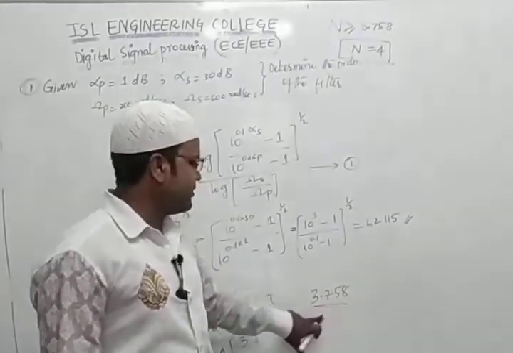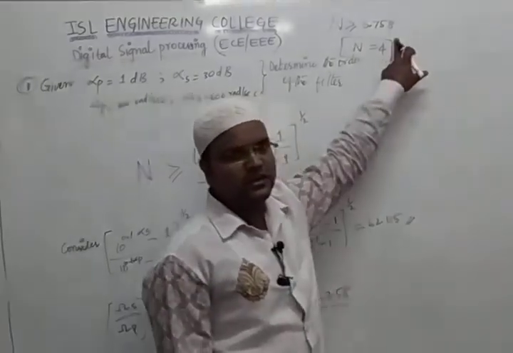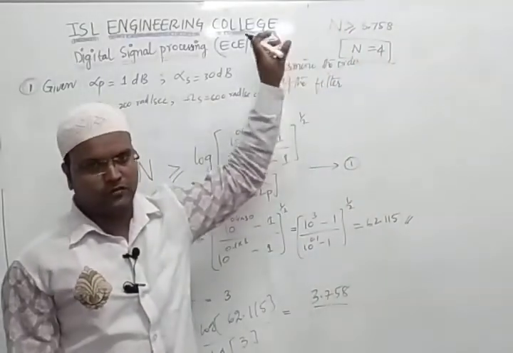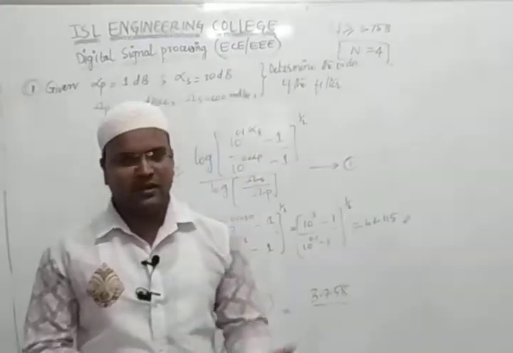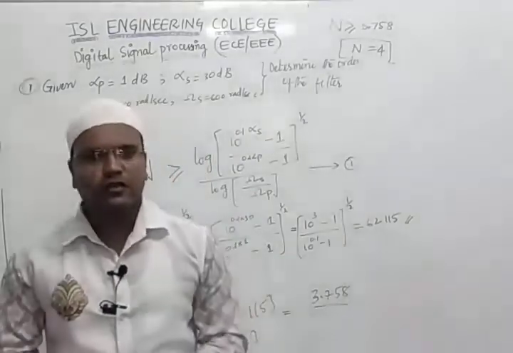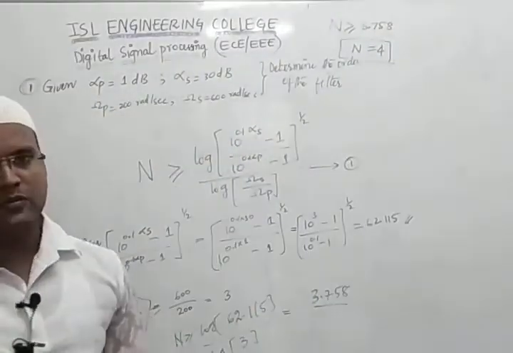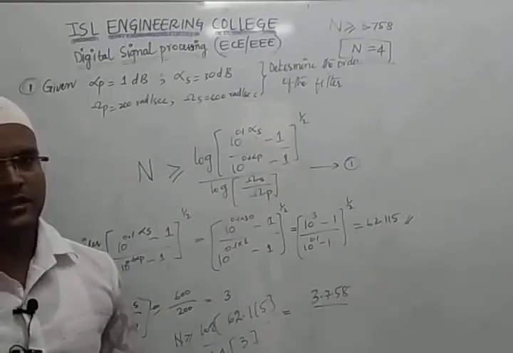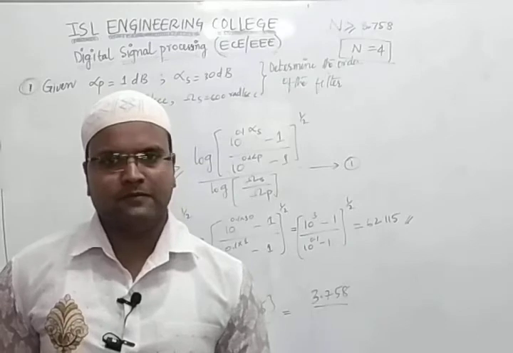So this is 3.758. Always n is greater than or equal to 3.758. So we always need to round off this integer to the highest value. So what is the highest after 3.7? Highest integer value is 4. That indicates it is the fourth order of the filter. So we can conclude by solving this question that the given specification is for the fourth order of the filter.